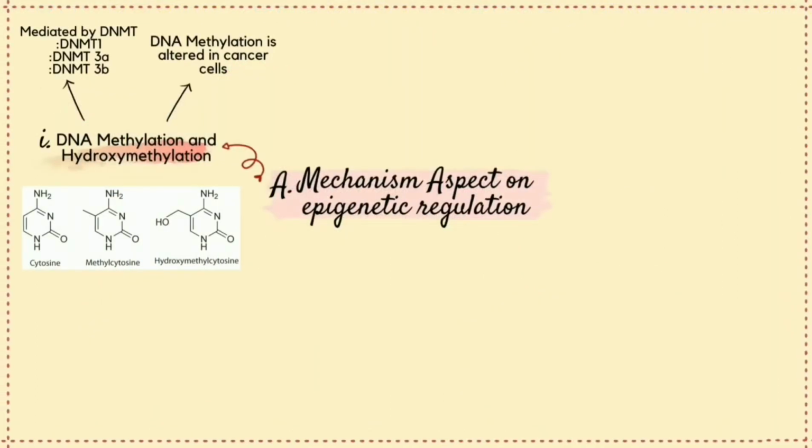The first mechanism which regulates the epigenetic is DNA methylation and hydroxymethylation. This process is mediated by DNA methyltransferase, or well known as DNMT. There are several examples which are responsible to maintain the genomic integrity, which are DNMT1, DNMT3A, and DNMT3B. However, this process is actually mainly altered in the cancer cells, which lead to genomic instability.